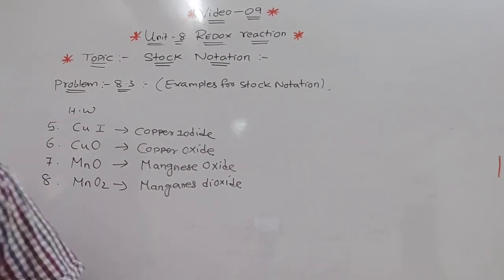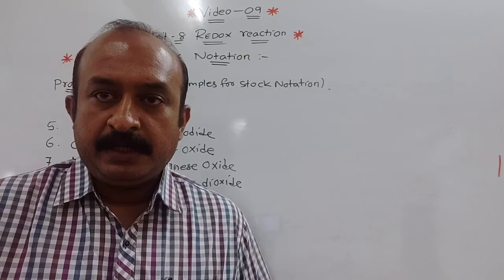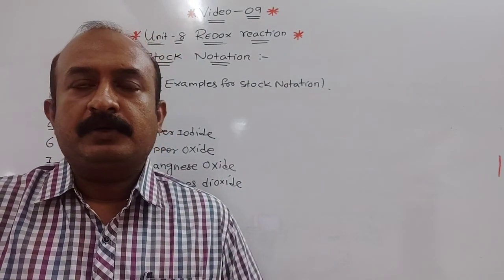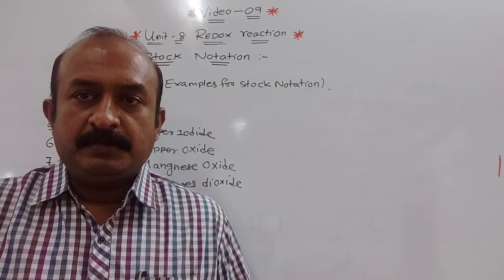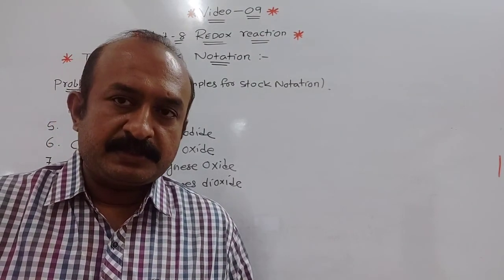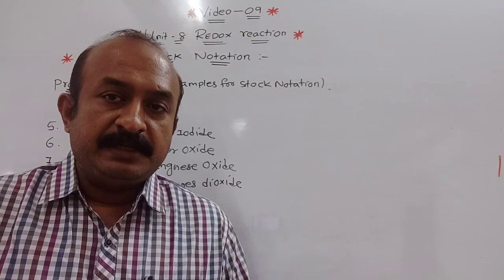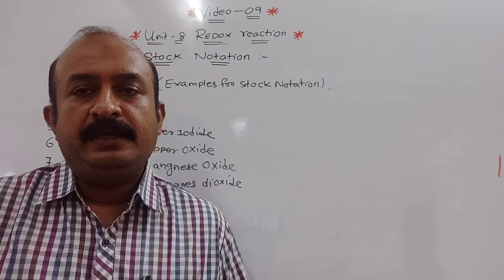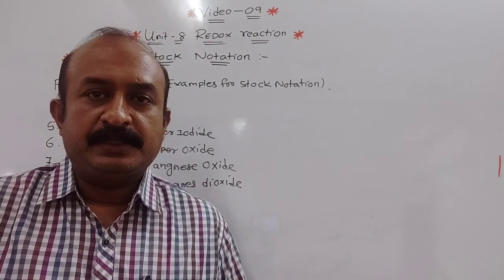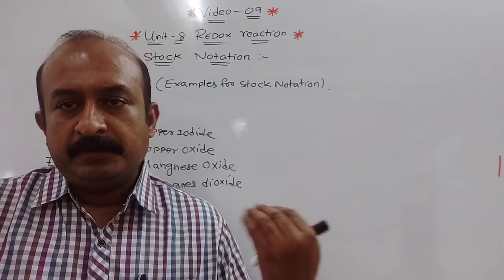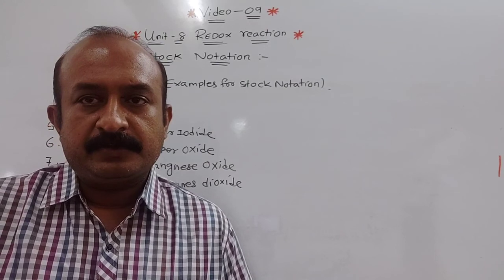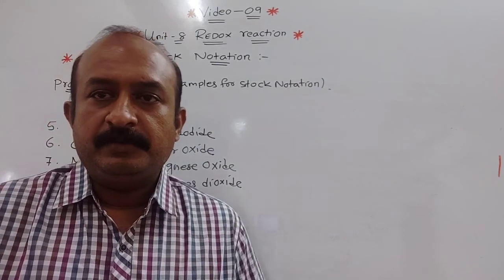In the next video, that is video 10, we will be discussing finding out the oxidation number. First find out the oxidation number, then which element is oxidized, reduced, and the oxidizing agent and reducing agent will be in the next video. Last time I said that it will be in this video, but this stock notation topic was left out. Okay, so the next video will be continuing.